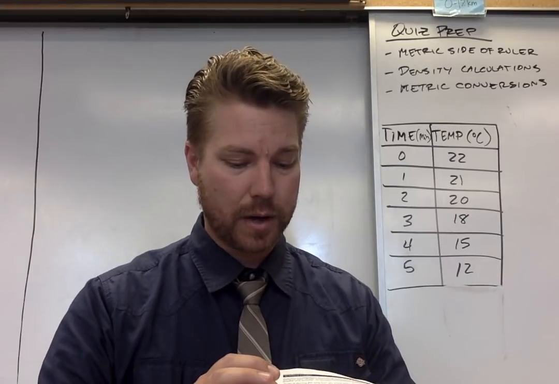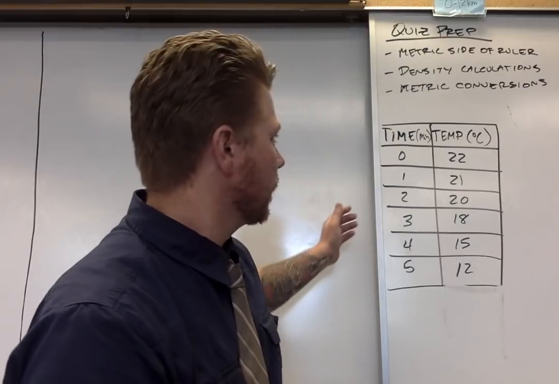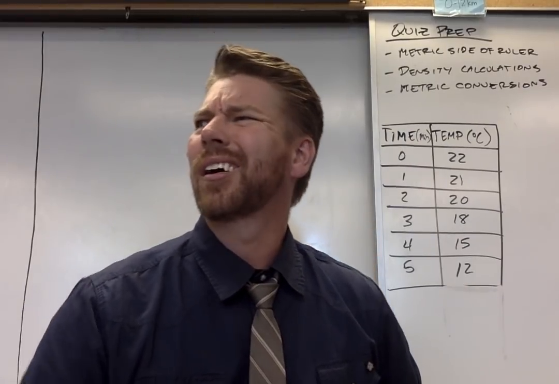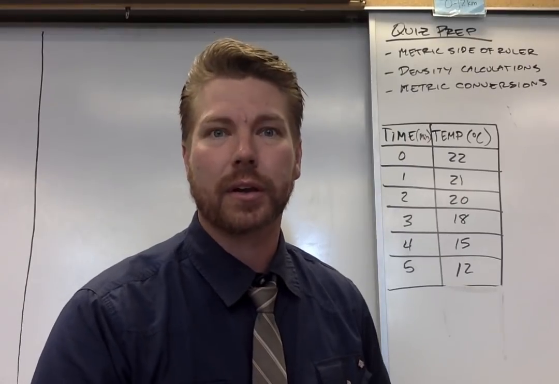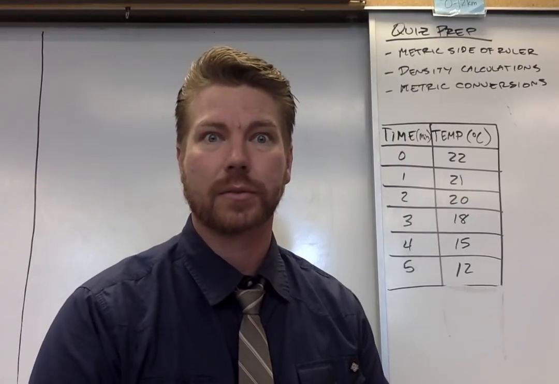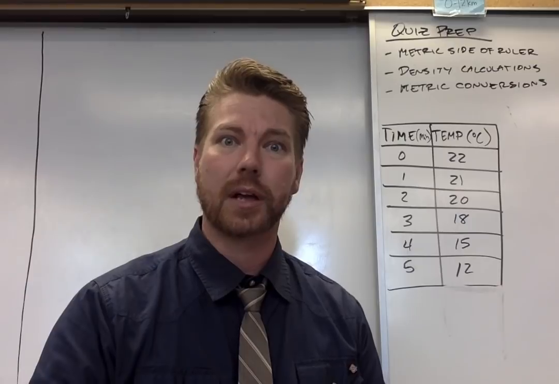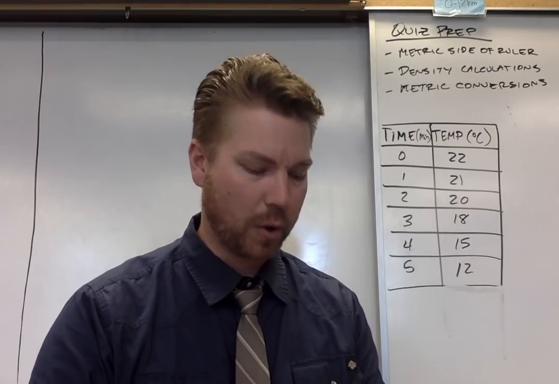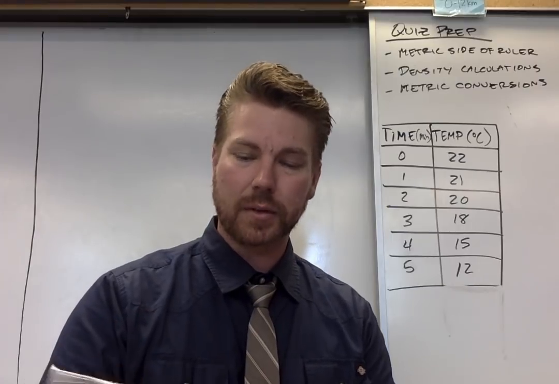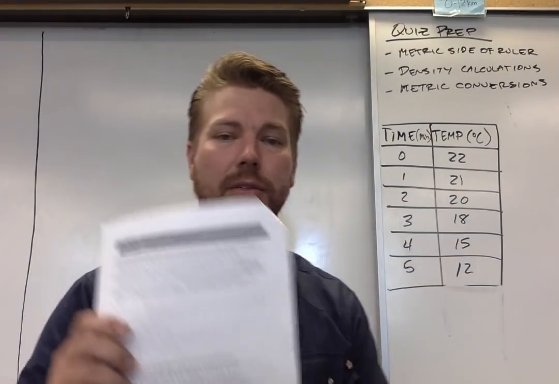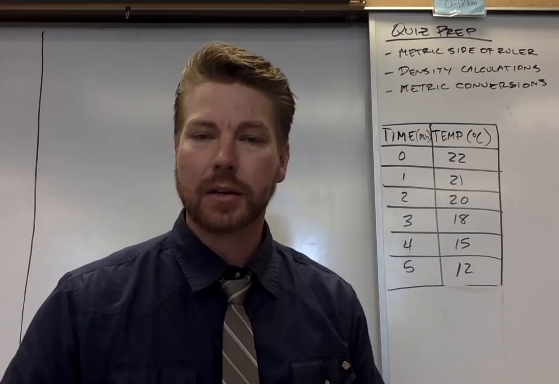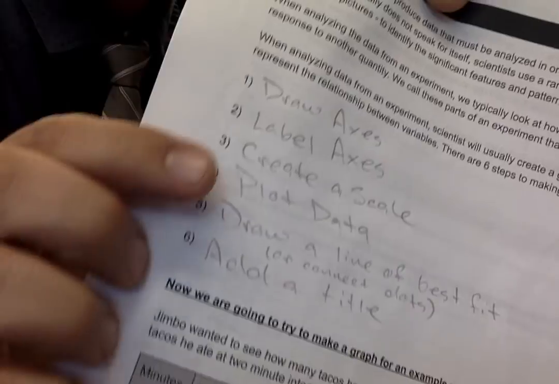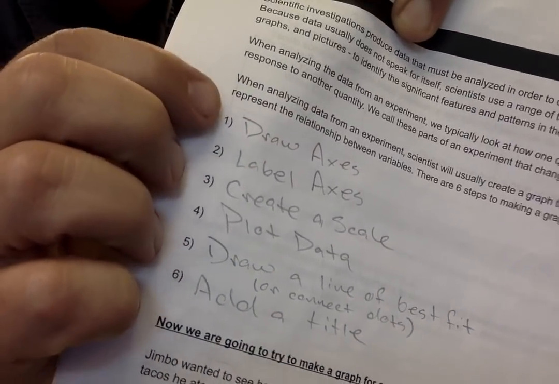So for our data, what we have is how long after Mr. Wiggin turned on the air conditioning, what happened to the temperature of the classroom. I was monitoring the temperature of the classroom every minute after I turned on the air conditioner, because I like my classroom cold. So the first thing that we need to do, we want to plot this graph, is we need to draw our axes. So I'm going to write that somewhere. You see that? Draw axes right there.